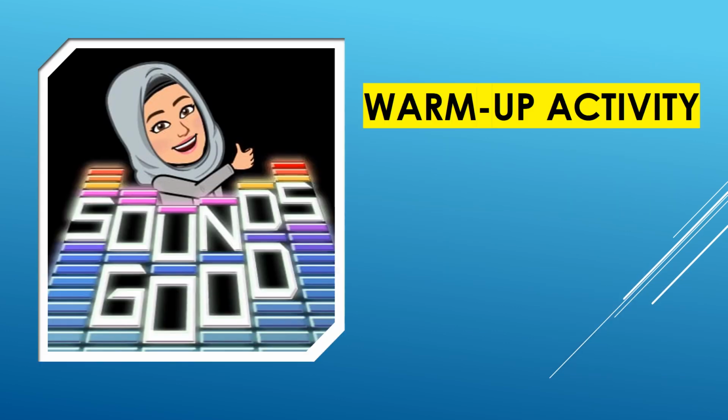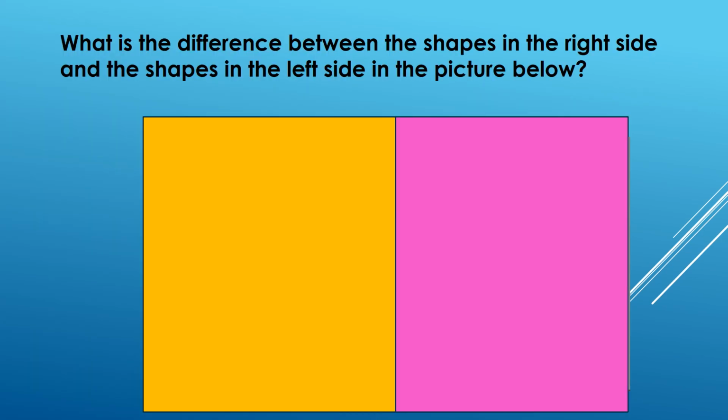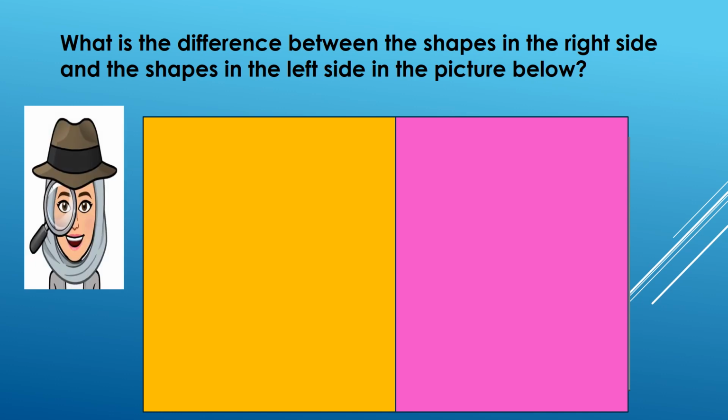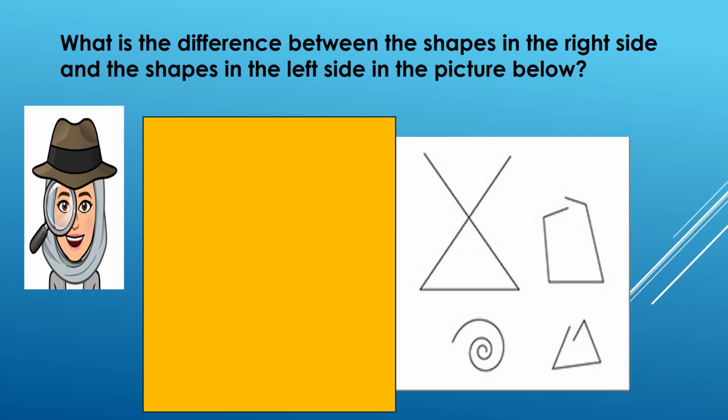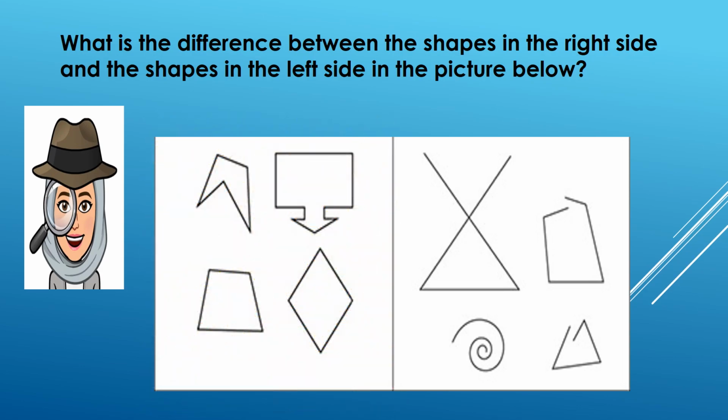Are you ready for a warm-up activity? Let's go. Now, what is the difference between the shapes on the right side and the shapes on the left side in the picture below? I'll reveal the pictures right now. You have to look closer and see the pictures. These are the figures on the right side, and these are the figures on the left side. Can you make out the difference, students, between the shapes on the left and the ones on the right? What do you think?